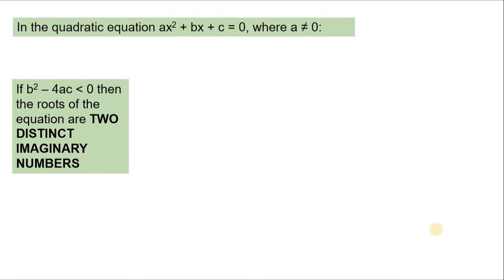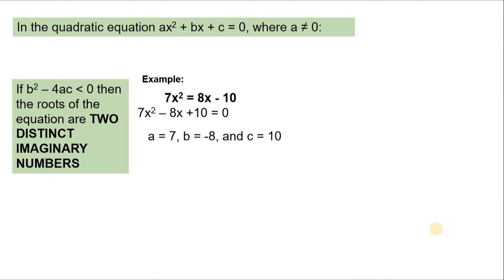Okay? Example. I have 7x squared equals 8x minus 10. So the first thing that we need to do is to rewrite the equation again into standard form. So I have 7x squared minus 8x plus 10 equals 0. So A is 7, B is negative 8, and C is 10. So substituting the value, I have 64 minus 280, I have negative 216. So the value of the discriminant is less than 0, which is a negative number. So what's our expectation? That we have two distinct imaginary numbers.